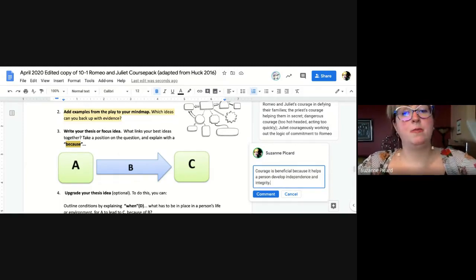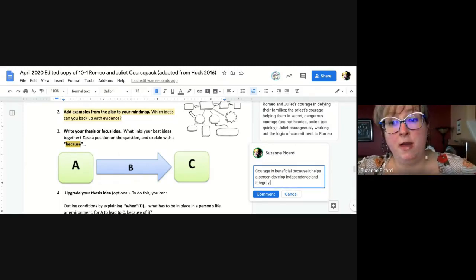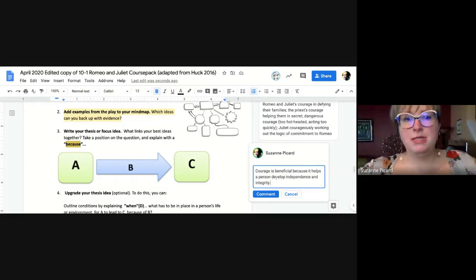That fits Romeo, who's independent of his family, and it fits Juliet, who has the integrity to pause and be like, I think we should think about why our relationship's working and what it should be like, if it should be this hot and cold thing, or if it should be, I'm committed to the real person you are, Romeo. So courage is beneficial because it helps a person develop independence and integrity. I'm going to write that down as my because idea. Okay, let's start with that.